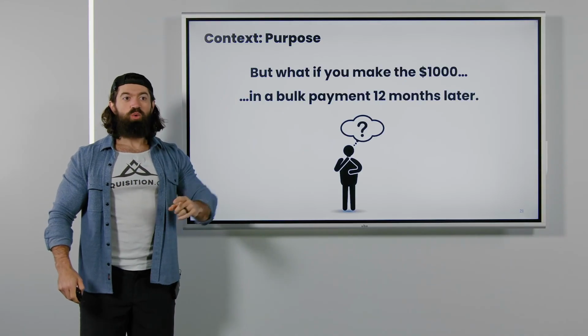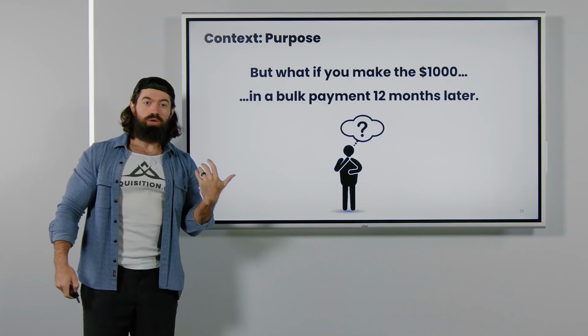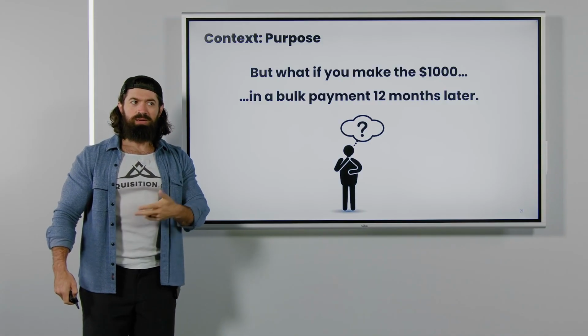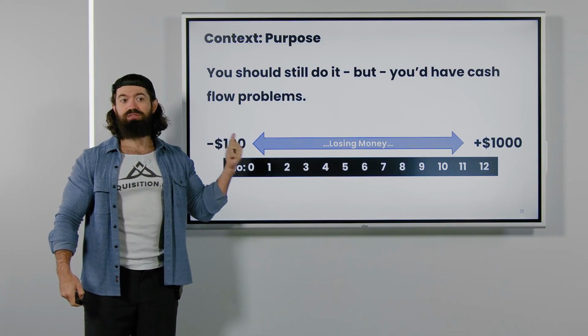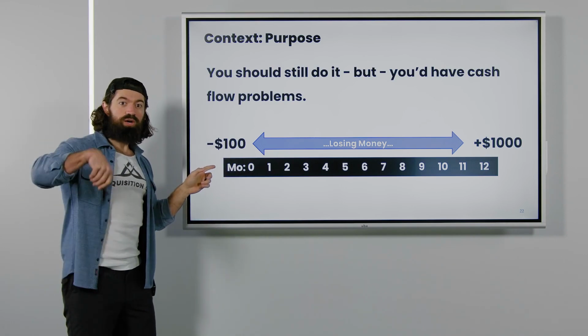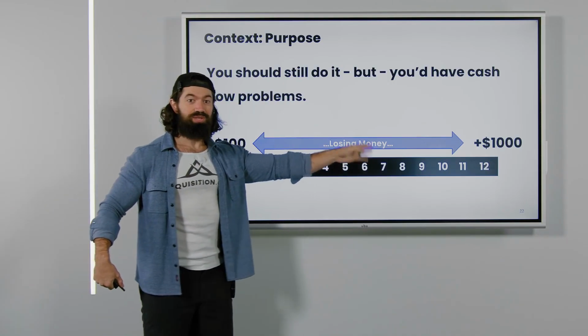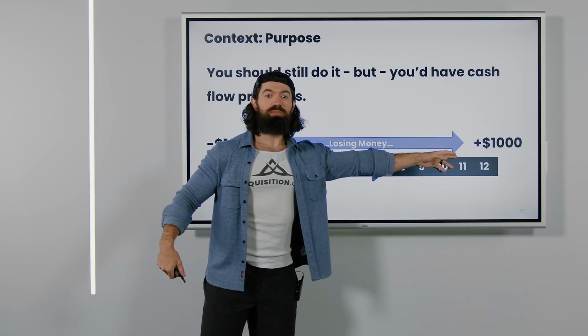But what if you make the $1,000 in a bulk payment 12 months later? Well, shoot. That means you put $100 out today, and then you do all this work, and then you get paid a year later. Ugh. Well, you should still make the trade, but you're going to have a lot of cash flow problems, right? So you have your -100 on day 1 or month 0, and then you're still losing money all this time delivering to the customer, and then finally they pay at the end.